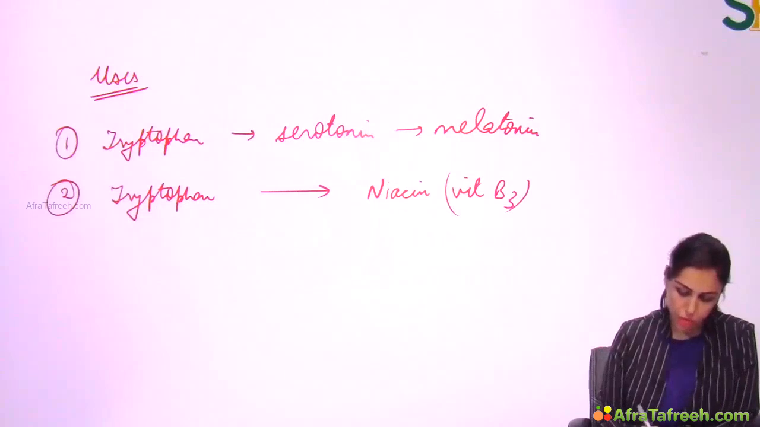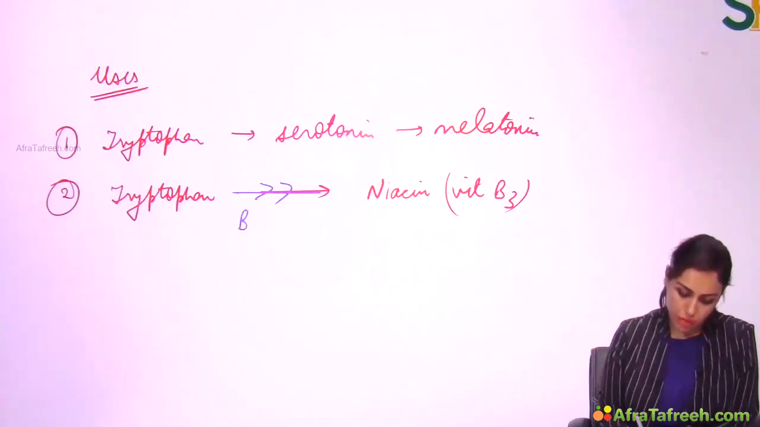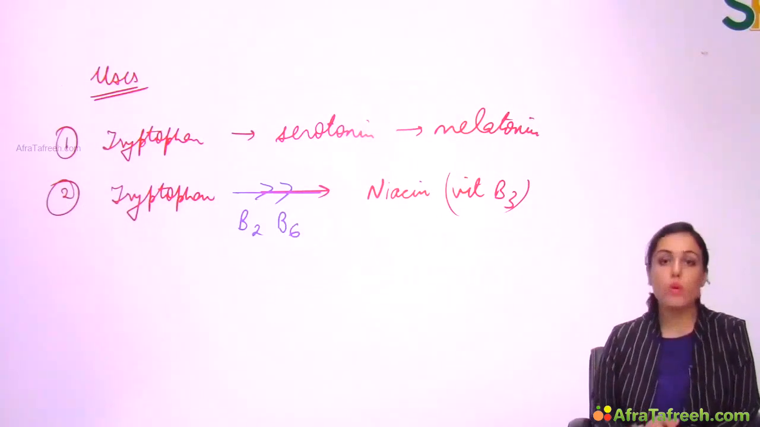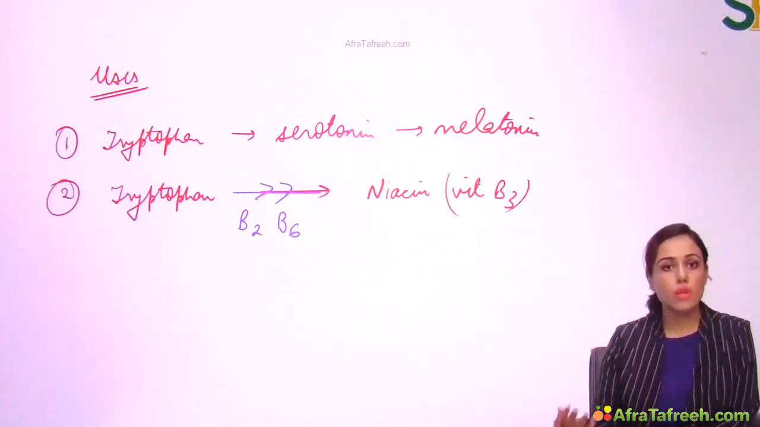Vitamin B3 is formed by tryptophan, and during the formation of niacin, this is a big pathway for which we are not doing the detail, but in this pathway vitamin B2 and B6 are also required. So can I say that vitamin B2 and B6 deficiency will also lead to vitamin B3 deficiency, right?